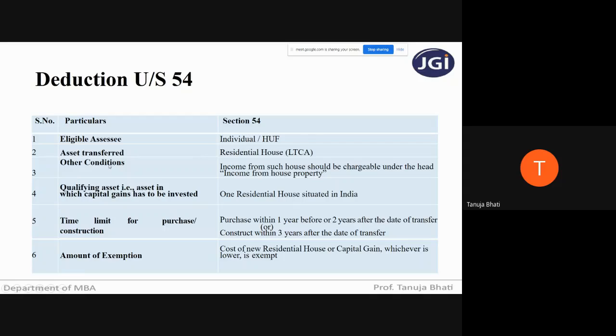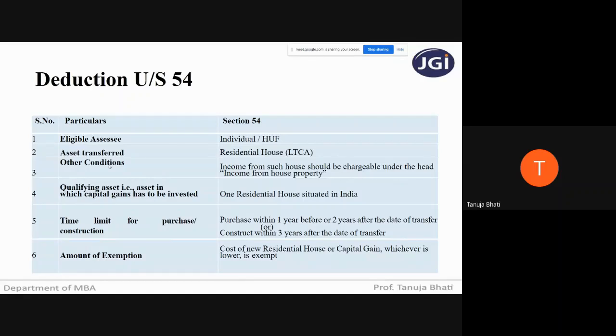So remember students, deduction under section 54 is available only to an individual or HUF who is getting a long-term capital gain on a residential house and investing that capital gain in another residential house. I'm telling you, residential house only, and the investment should be made in India. The new residential house should be purchased either 1 year before the transfer or 2 years after the transfer, or construction of the house should be completed within 3 years from the date of transfer. If he fulfills all these conditions, then he will be eligible for deduction under section 54.